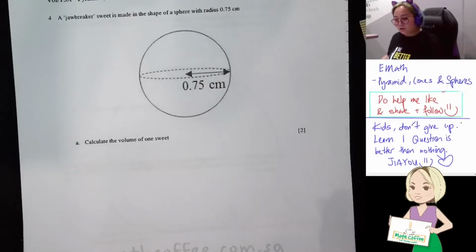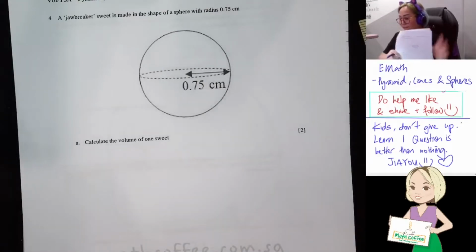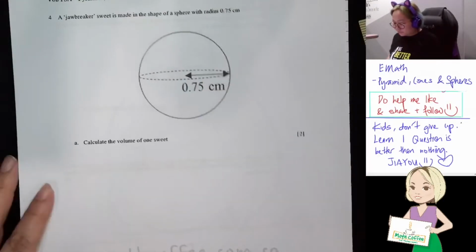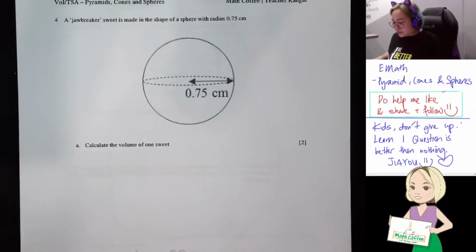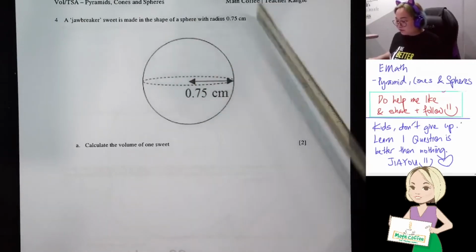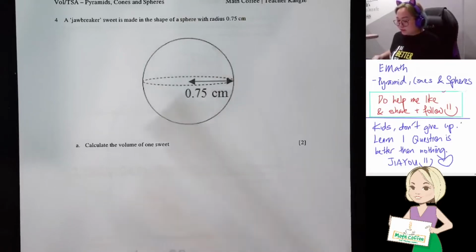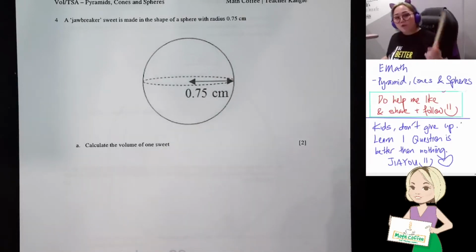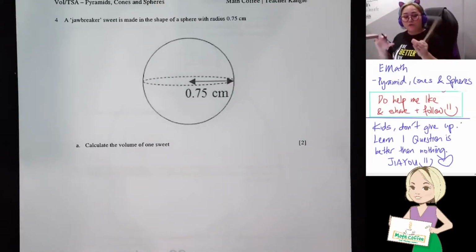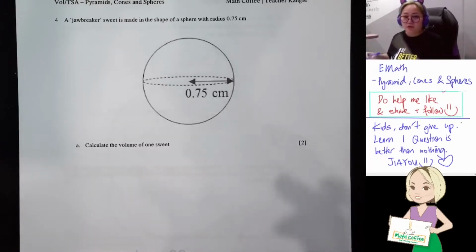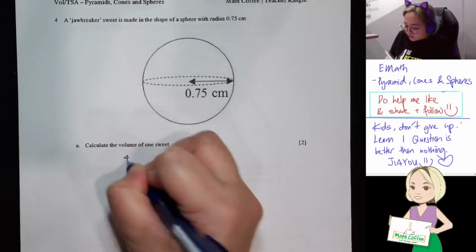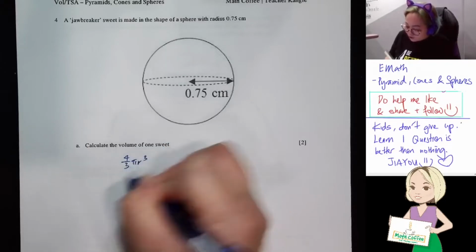Okay, now let's continue to do our sphere. A jawbreaker sweet is made in the shape of a sphere. So this is a sweet. Calculate the volume of the sweet. So good news is the volume of sphere formula is given to you, but they only give you the full sphere. If you're going to use hemisphere, you got to times half yourself. So this one just take 4/3 pi r cube.